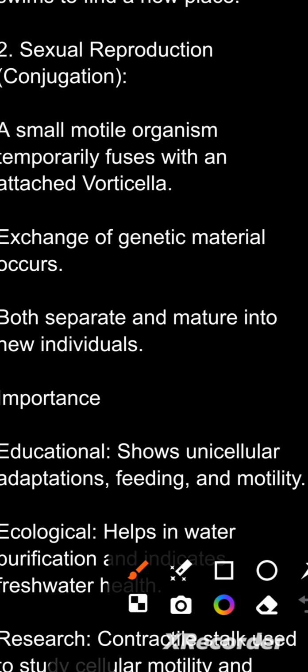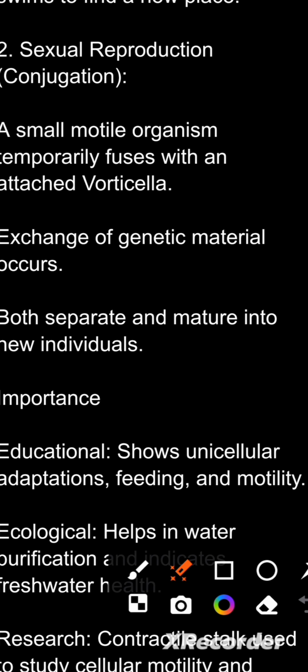And another is sexual reproduction, that is conjugation. A small motile organism temporarily fuses with an attached Vorticella, and then exchange of genetic material occurs. After that, both separate and mature into new individuals.